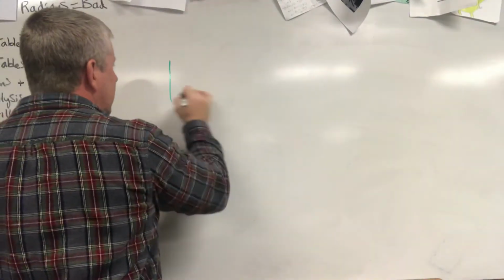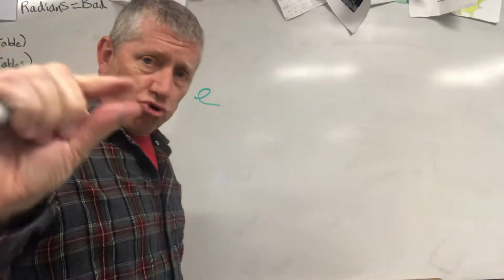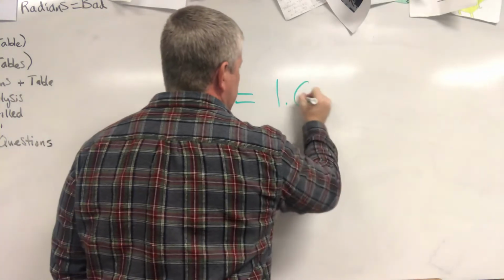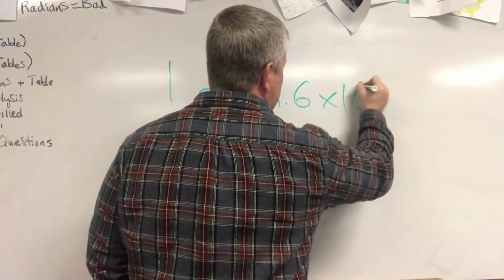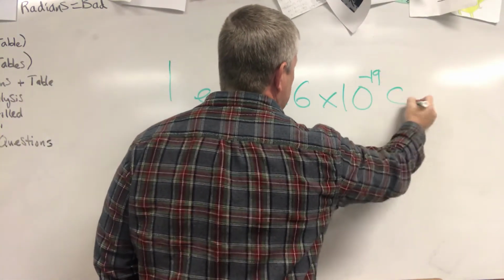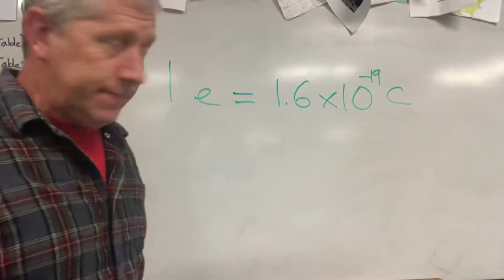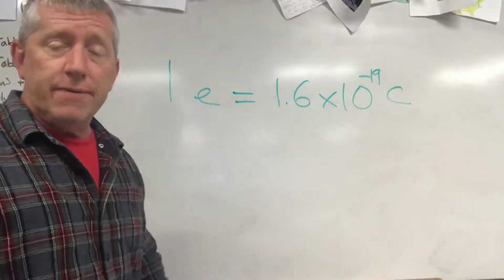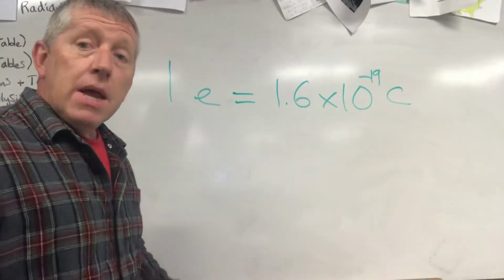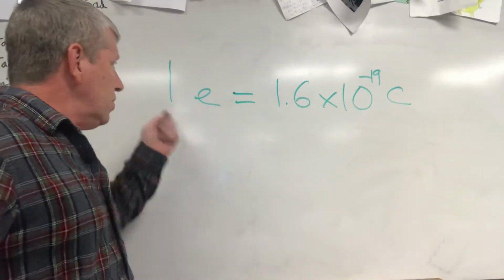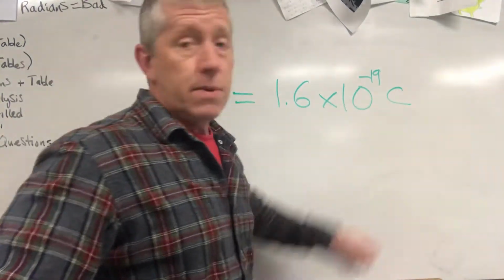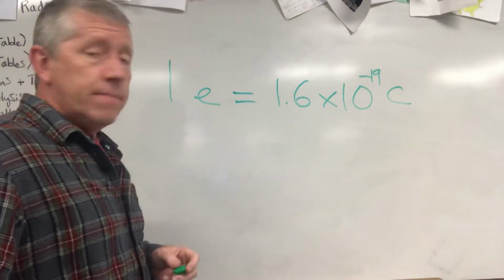Well, let's take a look at 1 electron. 1 little tiny cute electron has a charge of 1.6 times 10 to the negative 19th coulombs. Now this is on your AP Physics constant sheet. You don't have to memorize it, but you'll just write it down. One electron is equal to 1.6 times 10 to the negative 19th coulombs. Not very many coulombs.